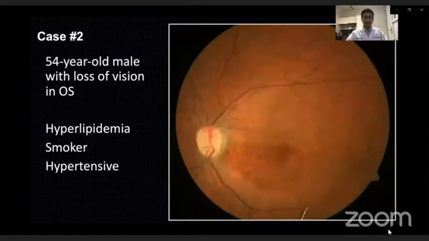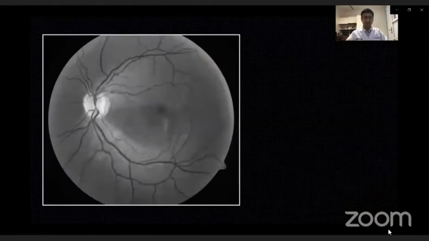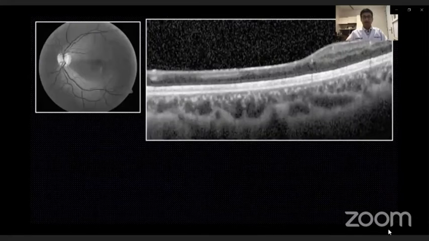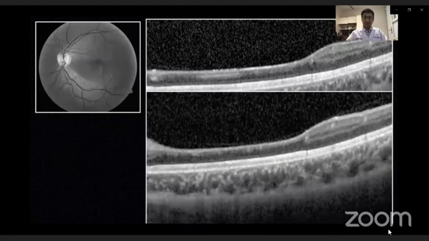This is our next case of a 54-year-old male with loss of vision in the left eye. He has systemic risk factors, including hyperlipidemia, smoking, and he's hypertensive. And we realized that there is this classic wedge-shaped PAM, which is in addition to the AION, which was diagnosed 6 months ago. If you look at the OCT, there is thinning, and you see hyperreflectivity of the inner nuclear layer and thinning of the inner nuclear layer in the subsequent scan. So that means this patient has actually had an INL infarct.